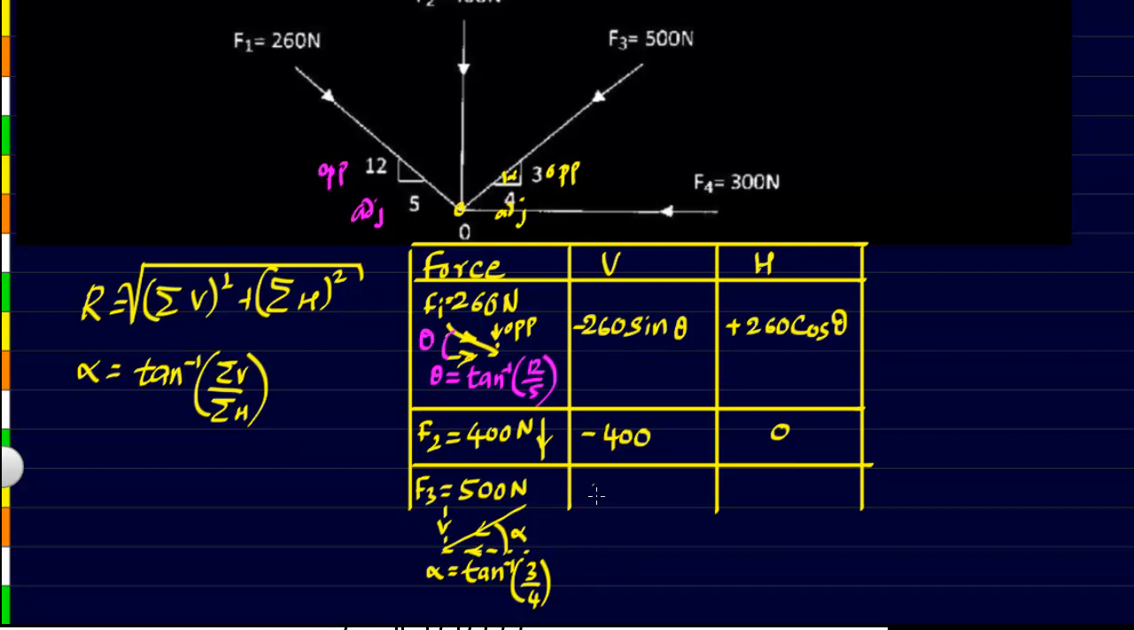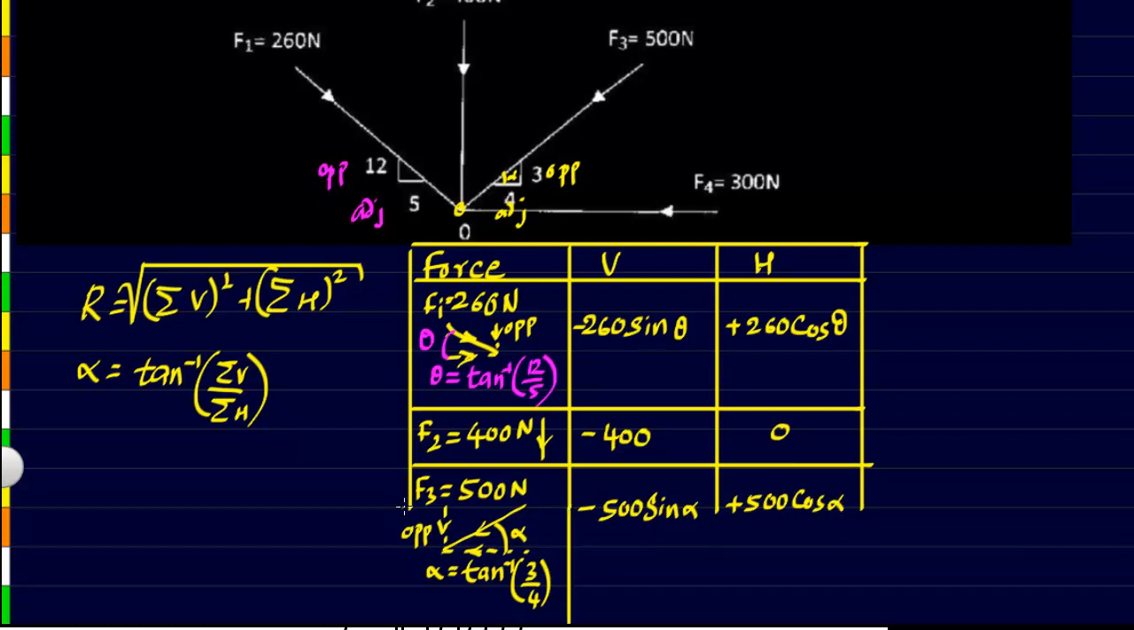So let us see, the vertical component will be negative 500, and because this side is opposite to the angle and opposite comes under sine, it will be sine of alpha. And here in the horizontal component, we'll have to take positive 500 cos alpha.